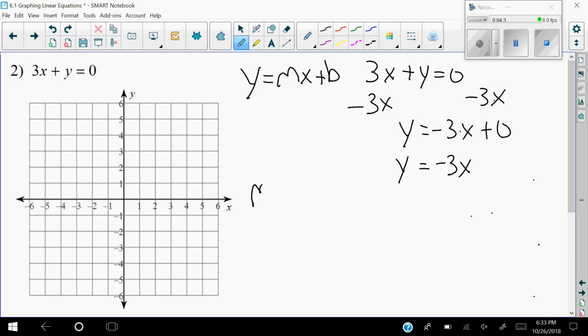Our slope is going to be negative 3, and I'm going to write that as a fraction, negative 3 over 1. And our y-intercept, b, is going to be equal to 0. So the point we begin with is 0, comma 0.